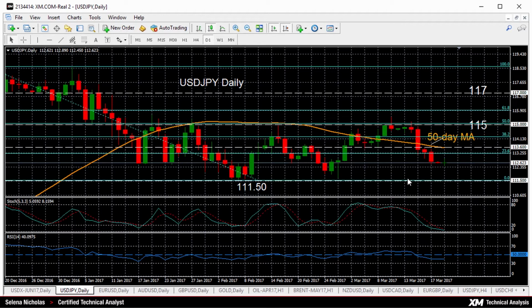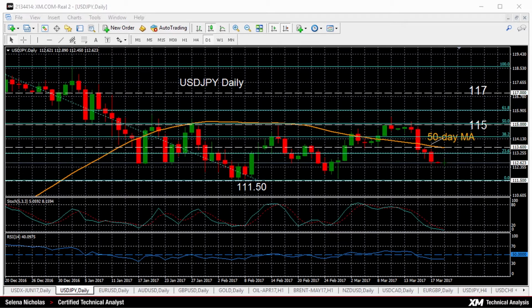The bearish bias will be negated once prices can reclaim the 113.60 area, or at least rise above the 50-day moving average. Looking at the stochastic, it's basically oversold, and the RSI has steadied right now. It's not falling any further into bearish territory, so perhaps we could see a rebound in prices.